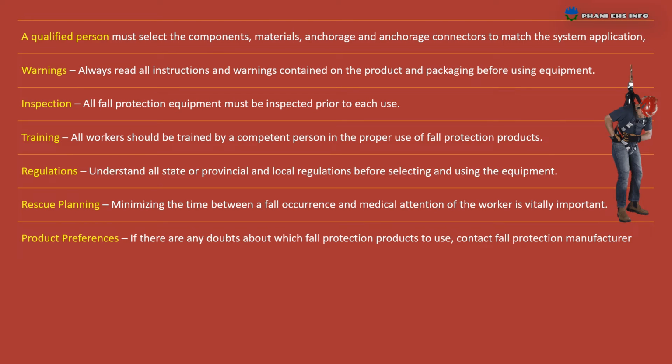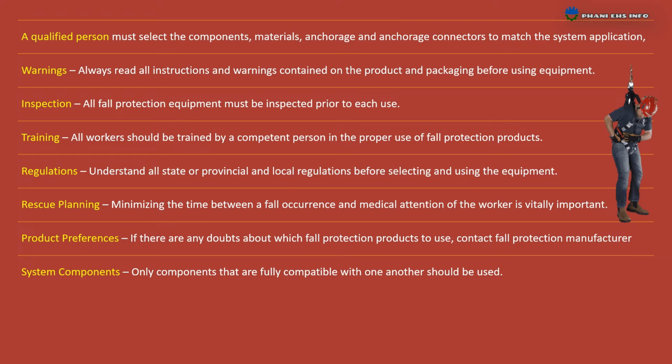7. Product system preferences. If there are any doubts about which fall protection products to use, contact your preferred fall protection manufacturer for assistance. 8. System components. Only components that are fully compatible with one another should be used. Fall arrest systems are designed and tested as complete systems and should be used in this way.